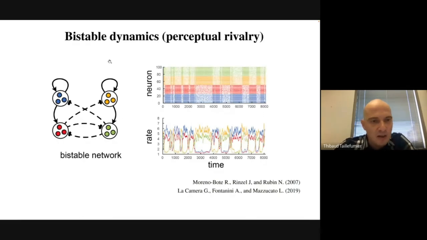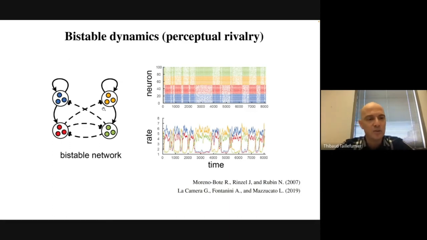So I consider here a network architecture that exhibits bistability and has been studied in the context of perceptual rivalry in psychology. So what is the structure of this network? Well, there's a symmetry, right? It's made of two groups, one on each side, and each side is made of two populations of neurons. An excitatory population that self-excites itself, and then drives an inhibitory population. And now each inhibitory population cross-inhibits the other side, okay?